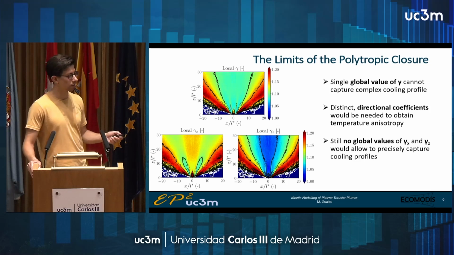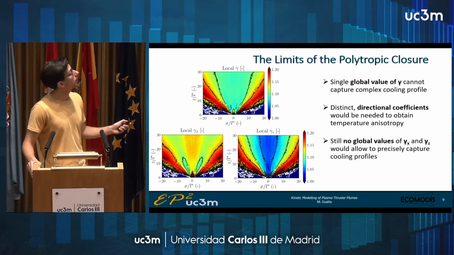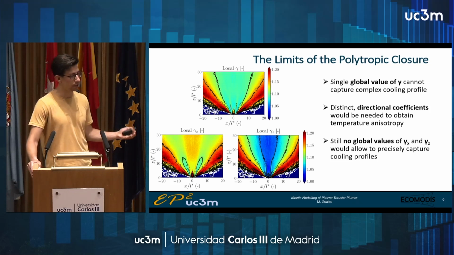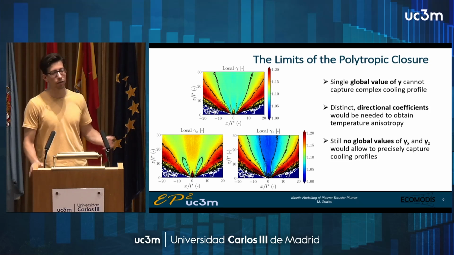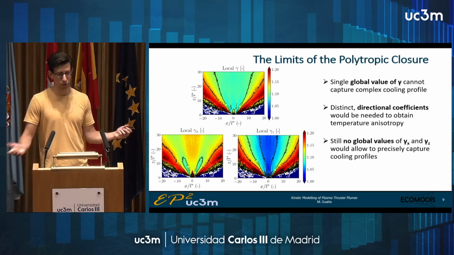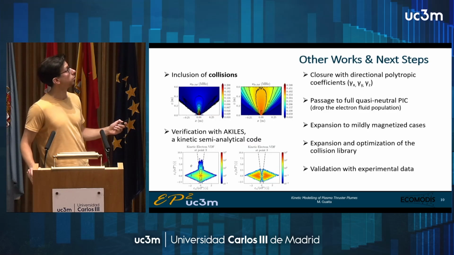If then we want to say, okay, but temperature is a tensor and I want to be able to compute all of its components with some kind of polytropic closure, then now we need at least two values of the polytropic coefficient, one for the XX term of the tensor, one for the ZZ term of the tensor. And once again, they're not a single value, they have to have a local value spread throughout the domain. So this means that now finding a polytropic closure becomes extremely complex because we can't impose a single coefficient. We need to impose maps of at least two coefficients to match the temperature properly.